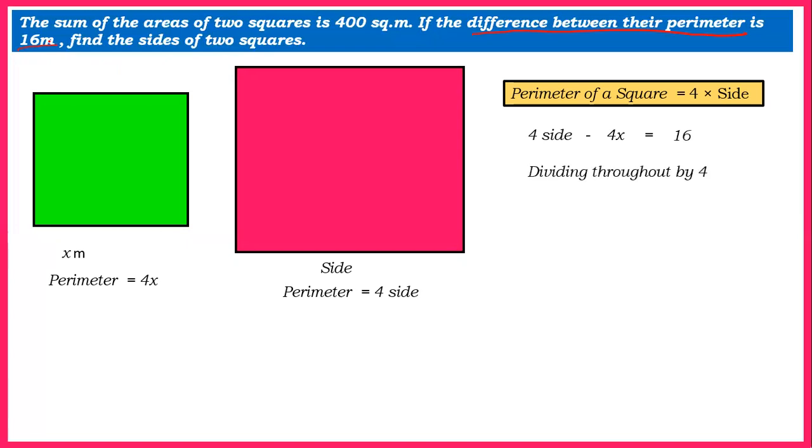Now what I will do is I'll divide throughout by 4. I'll divide each and every term by 4. 4 into side, when I divide by 4, I get side. 4 into x, when I divide by 4, I get x. And when 16 is divided by 4, I get 4. So I'll shift minus x that side, it becomes plus x. So side becomes x plus 4. So this is one way to do it.